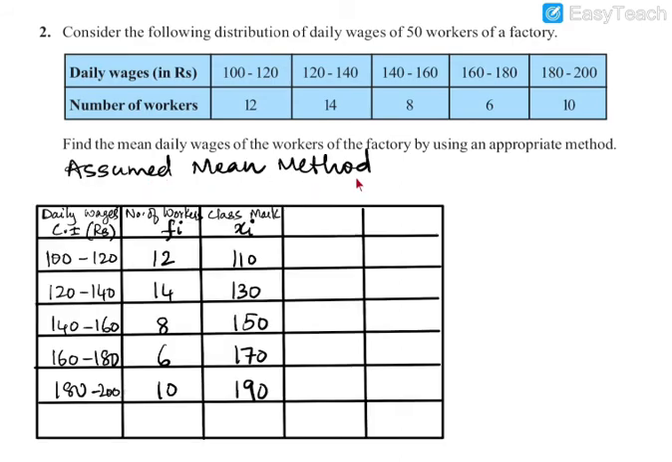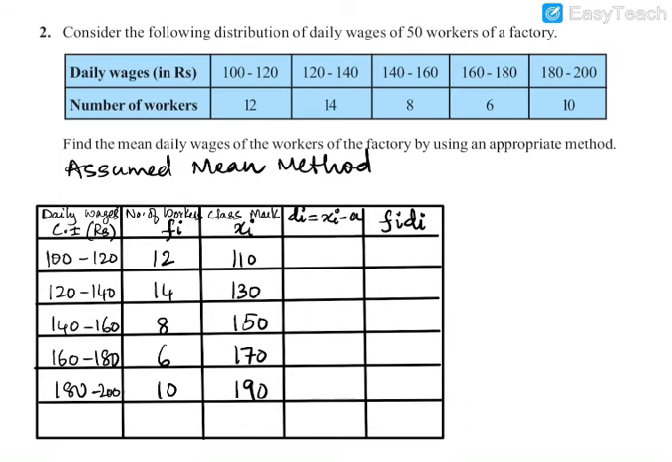To use the assumed mean method, we need to draw a table with 5 columns. The first column will have class intervals. The second column will have corresponding frequencies. The third column will have class marks. In the fourth column, we are going to find out di for each xi, which is given by xi minus a. And in the fifth column, we will write the product fi into di.